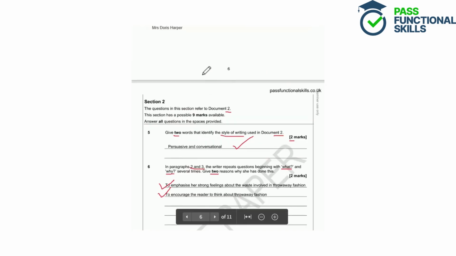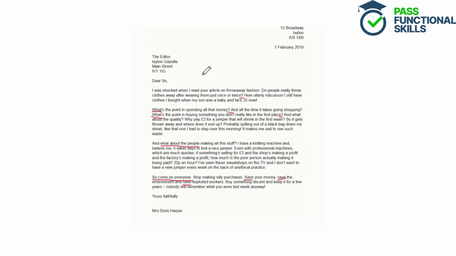So let's go up and find that in the text. And we can see that that's here. So it says, how utterly ridiculous, in response to this rhetorical question here. So the writer says, do people really throw clothes away after wearing them just once or twice? How utterly ridiculous. So we're talking about this being ridiculous here. And the strong emotive language is going to make the reader feel that emotion.